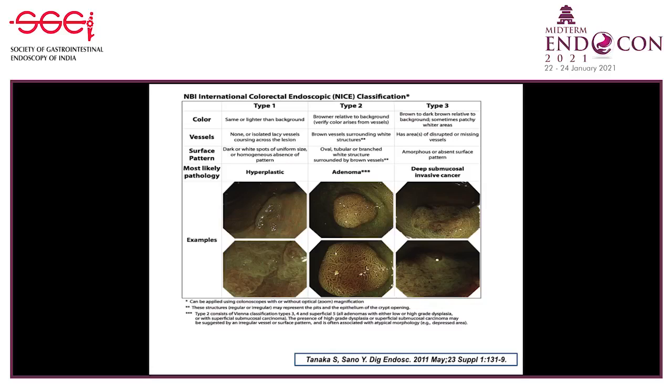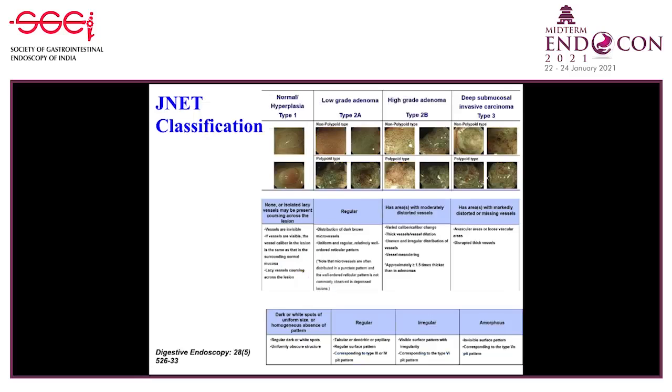Okay. Now, one of the limitations of NICE classification is that type 2 lesions may be low-grade dysplasia, high-grade dysplasia, superficial cancer, and it is not able to differentiate between these types of lesions, and they do have a bearing in terms of therapy. So to improve upon this, there is this JNET classification, okay, and this JNET classification divides the type 2 lesion into 2A and 2B. So in this slide, just focus on the 2A and 2B. The 1 and 3 is same as the NICE classification. So in 2A, the lesion is likely to be low-grade adenoma, whereas in 2B, it's high-grade adenoma.